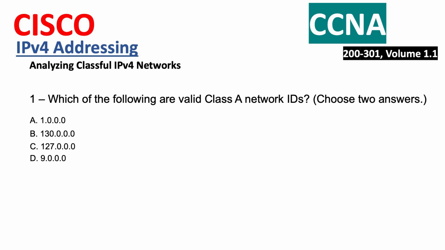Question 1. Which of the following are valid Class A network IDs? Choose two answers. A. 1.0.0.0, B. 130.0.0.0, C. 127.0.0.0, D. 9.0.0.0.